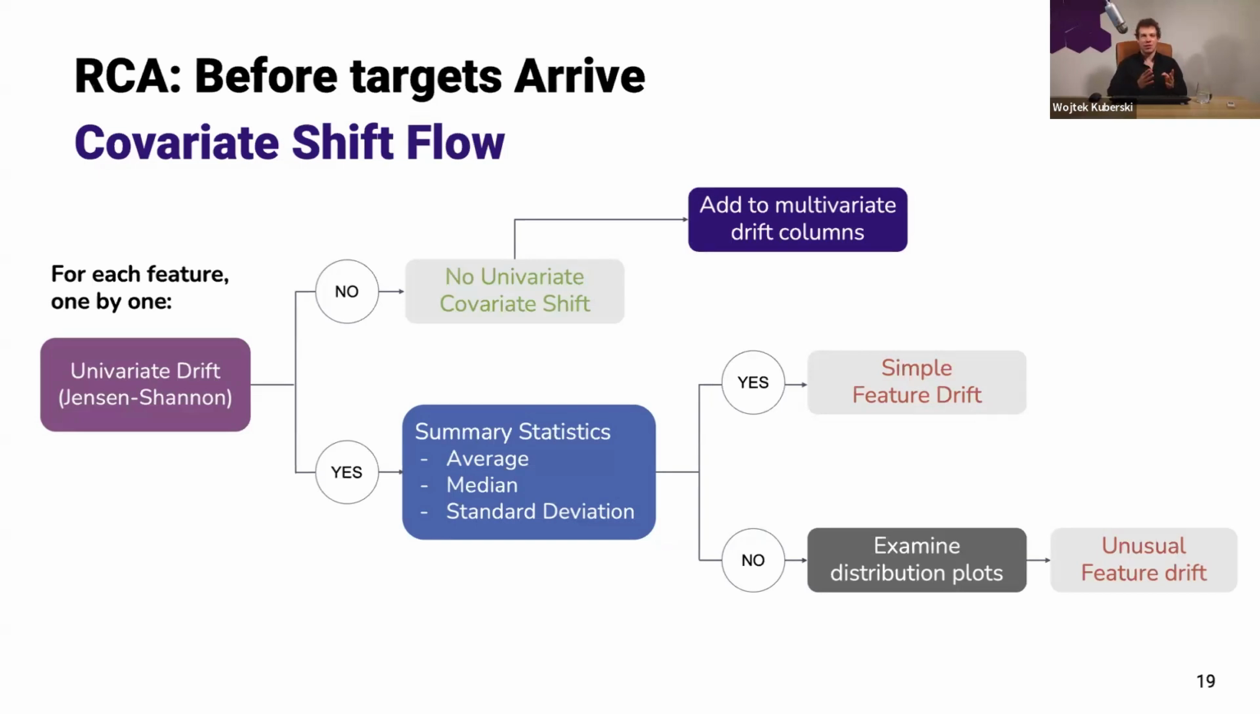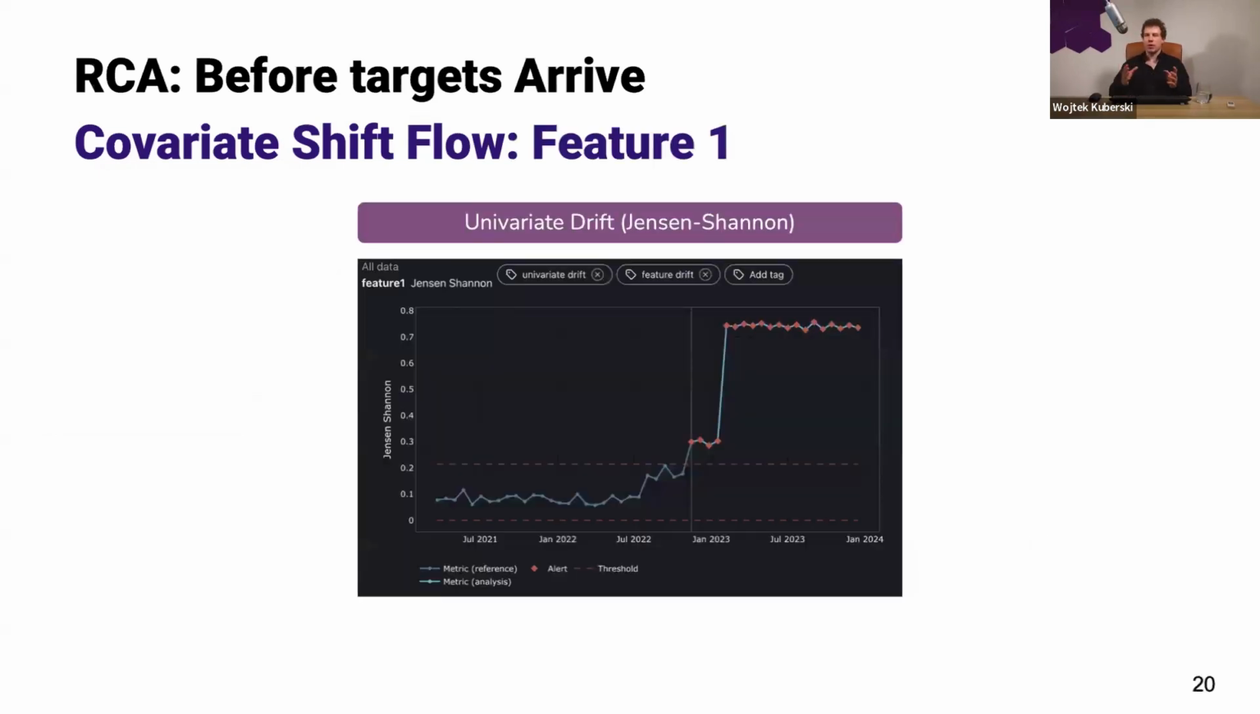If somehow, and it's actually possible, we see that there is a change in our distance metric, like Jensen-Shannon metric, but the summary statistics don't change, then we're going to have to look at the distribution plots that I'm going to show in a while, and then we're going to deal with some quite unusual covariate shift, but it's something that we can still quite well explain.